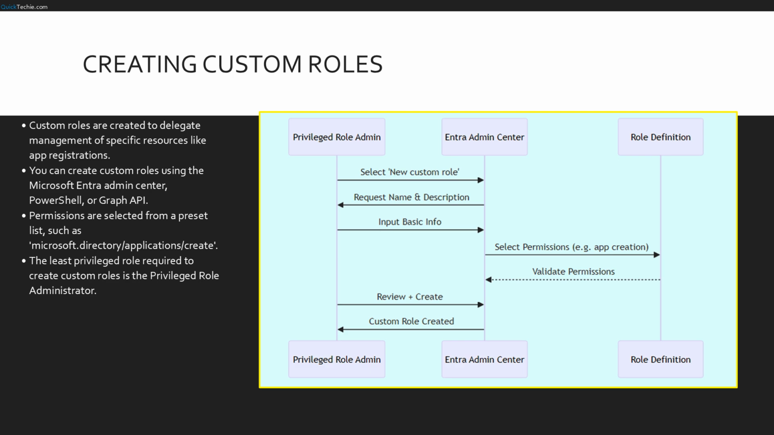This sequence shows the creation process. The privileged role administrator initiates the action by selecting new custom role in the Entra Admin Center. The system requests basic info like the name and description. Next, and most critically, the admin selects specific permissions from the available list, such as app creation permissions. The system validates these, and upon selecting Create, the new custom role is finalized and ready for assignment.